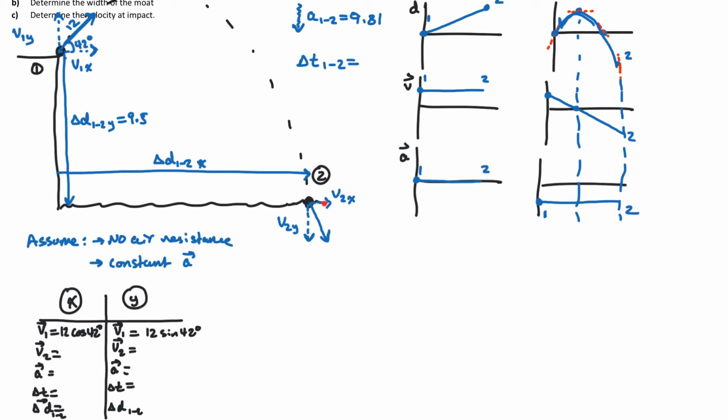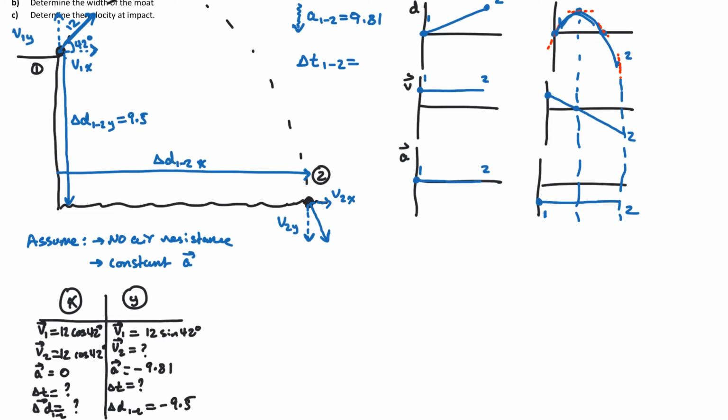For velocity 2, v2x is not going to change. That's going to be 12 cos 42. For v2y, we don't know what that value is. Acceleration in the x direction is 0. We're assuming that there is no air resistance, so nothing's slowing it down in that direction. And acceleration in the other one is 9.81. The change in time, I don't know. And the change in position in the x direction, I don't know. But the change in position in the y direction, I do know.